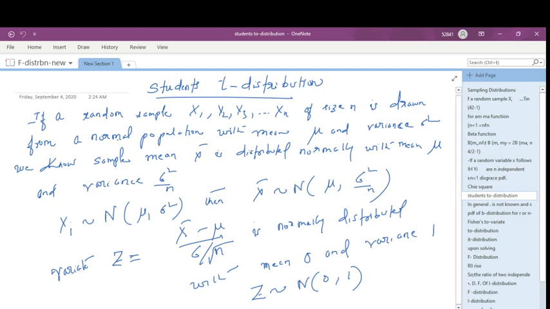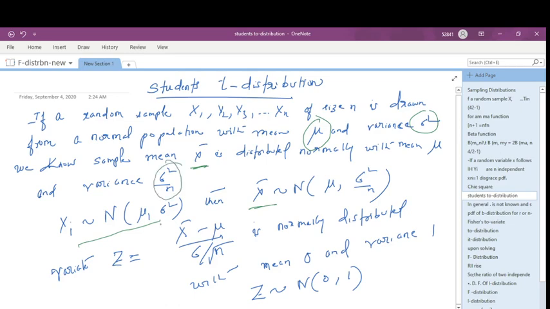So here also we say that we take a random sample x1, x2, x3, ..., xn, again of size n, drawn from a normal population with mean mu. So the population mean is always mu and the variance is sigma square. And we know that the sample mean x bar is distributed normally with mean mu and variance sigma square by n. Okay. So if the population mean is mu and variance sigma square, the sample mean will be distributed normally with mean mu and sigma square by n, where n will be the size of the sample.